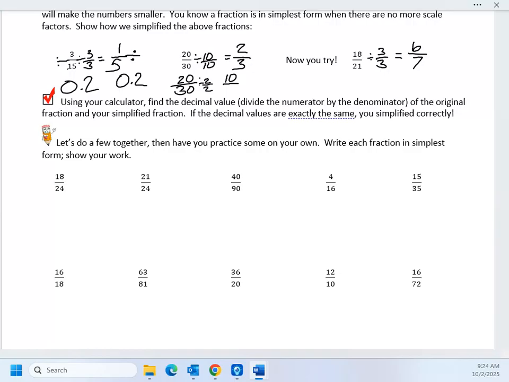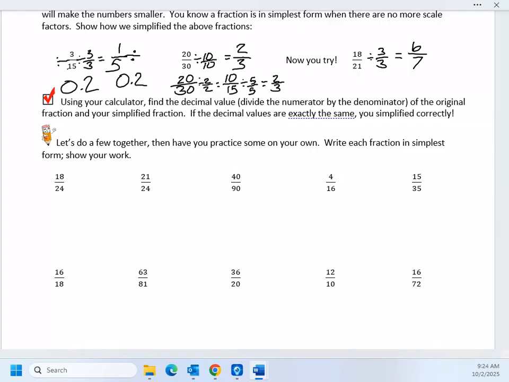All right, so 20 divided by 2 is 10. 30 divided by 2 is 15. Am I as simple as I can get? What else can I divide out? What other scale factor, Haley? 5. 10 divided by 5 is 2. 15 divided by 5 is 3.